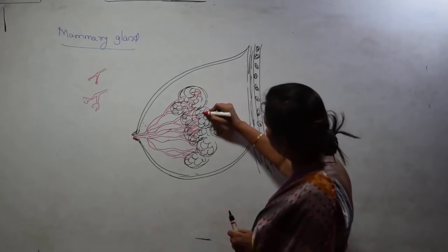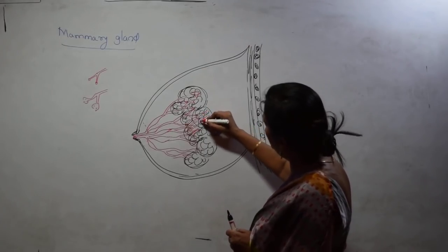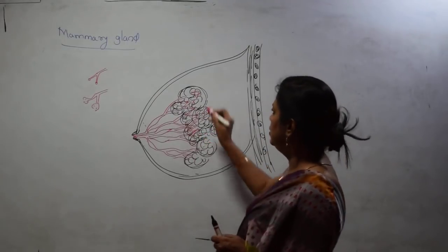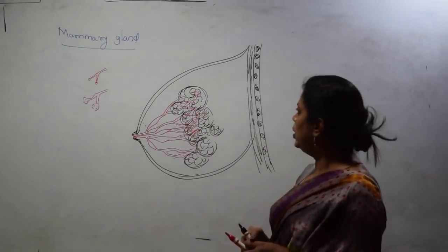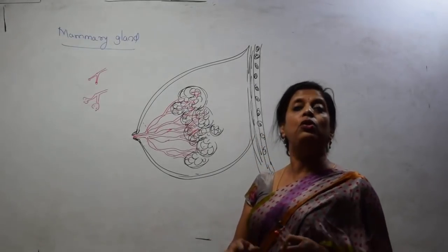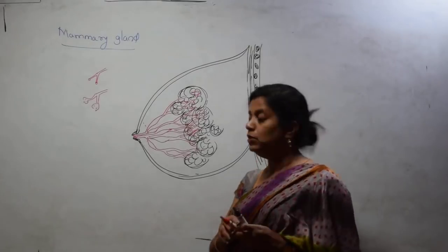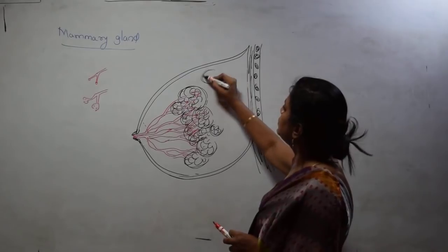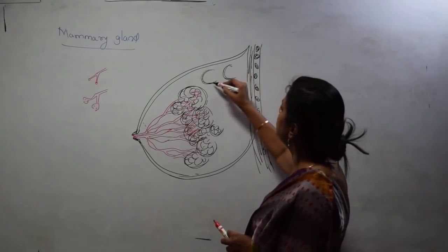So these are all ducts joining this. They are all alveolar ducts. They are all opening into this. Okay, and this is about the alveoli. But what is the major thing found in the female mammary gland is lots and lots of fat. This is very important for you. Fat is highly deposited. Whatever I am drawing is fat.